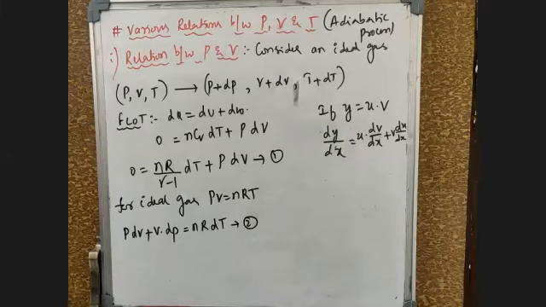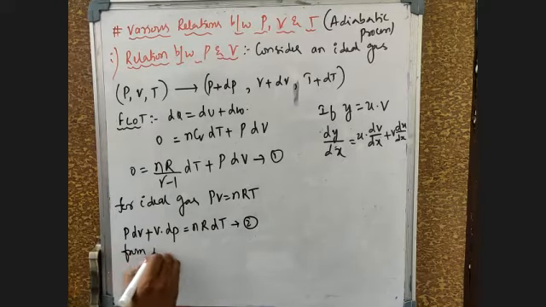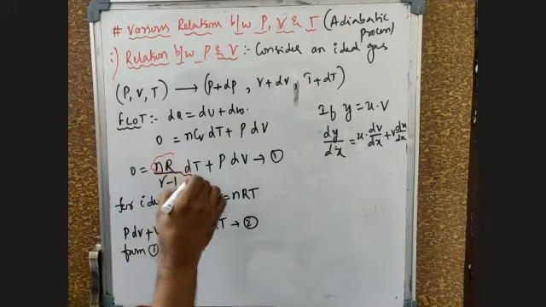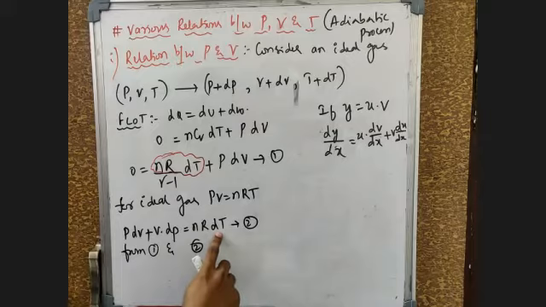So I'm doing the differentiation right now. We have partial differentiation: P into dV plus V into dP is equal to nR into dT. So from equations 1 and 2, I can write this relation right now. Where did I get nR dT? In the first step, I got nR dT here. Can I substitute this nR dT in equation number 1?